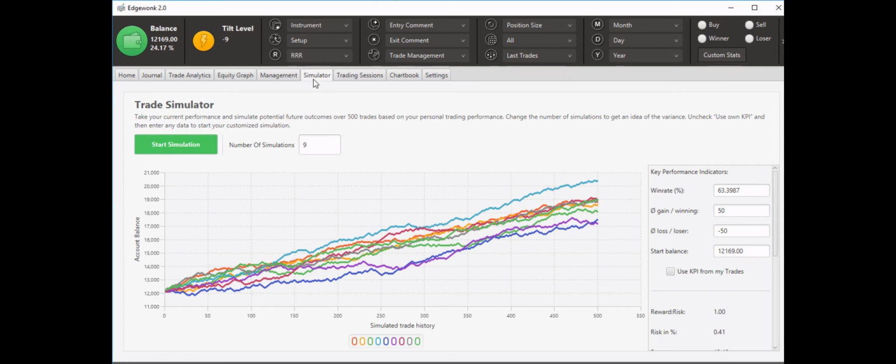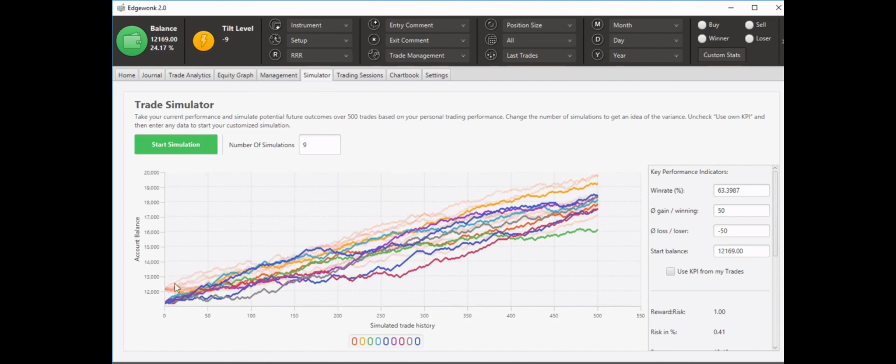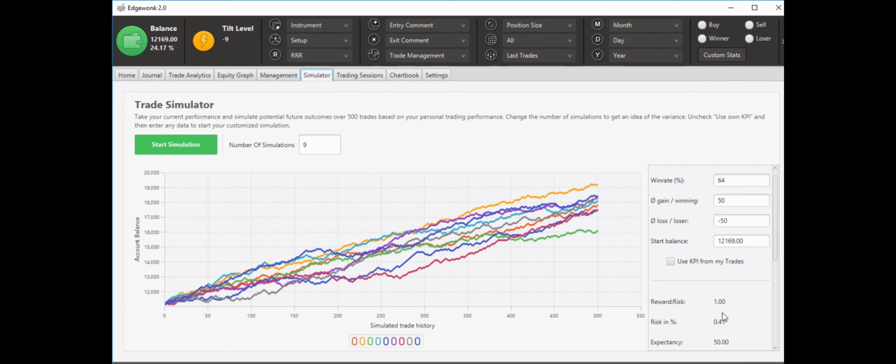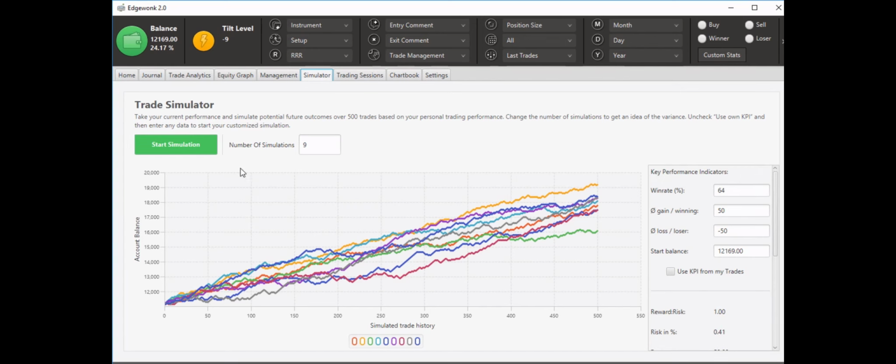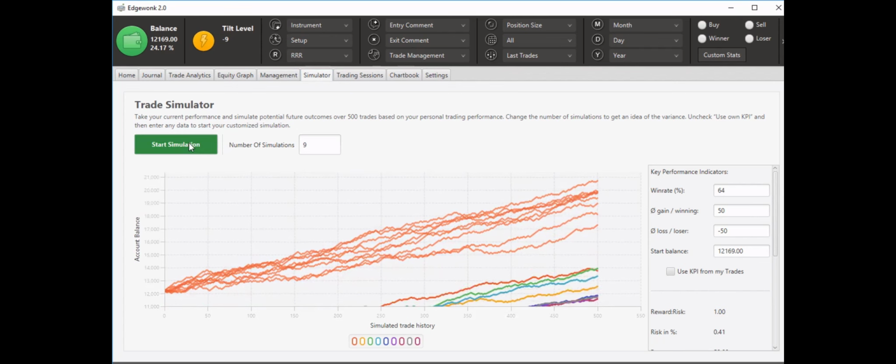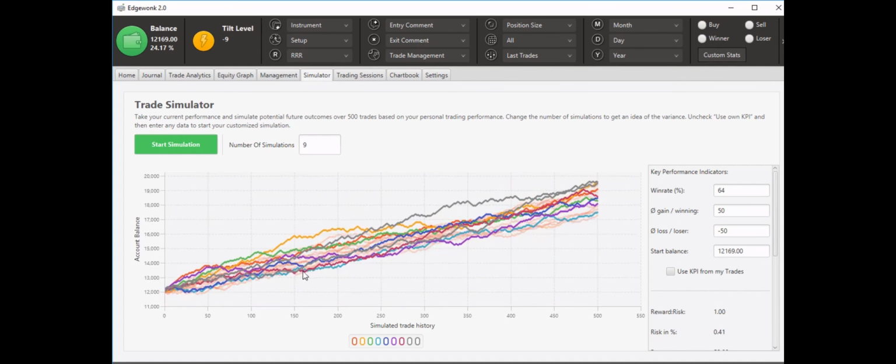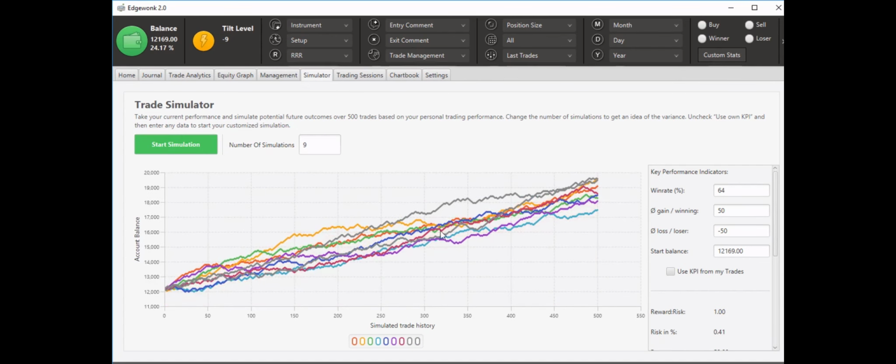But for now we are here in the simulator, and you can see that a performance simulation is happening. Each graph visualizes a different outcome that is based on the key statistics here. So the win rate of 64%, and you can see here the reward to risk ratio is 1 to 1. And so you can see if we start the simulation, there are pretty big variances, large drawdowns here.